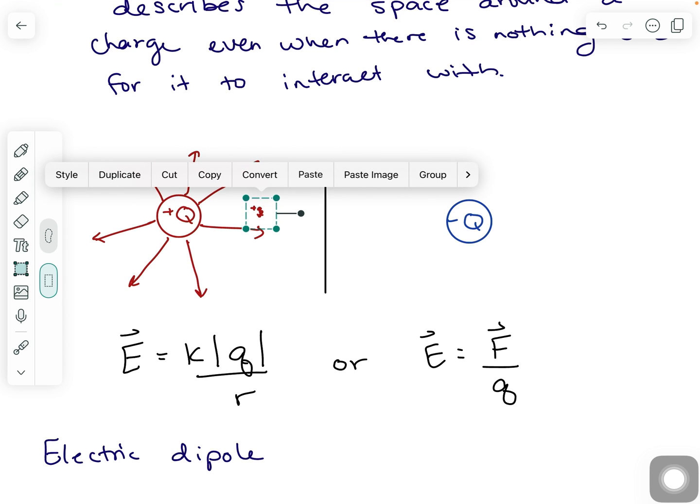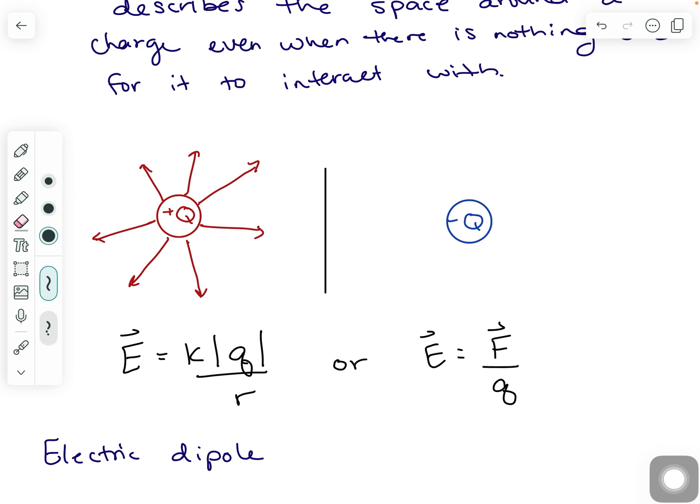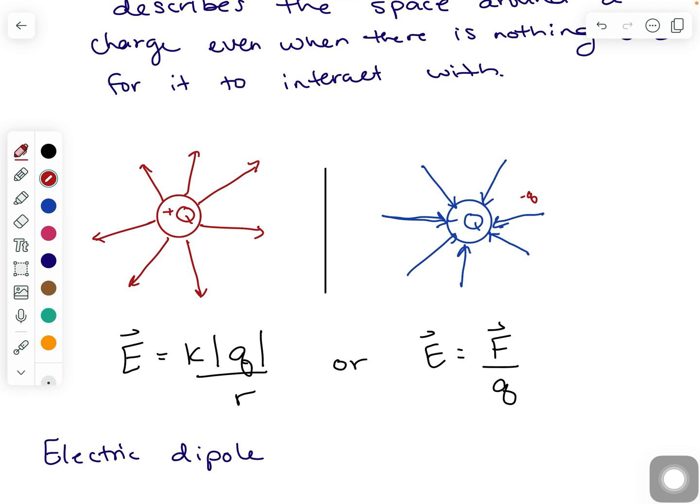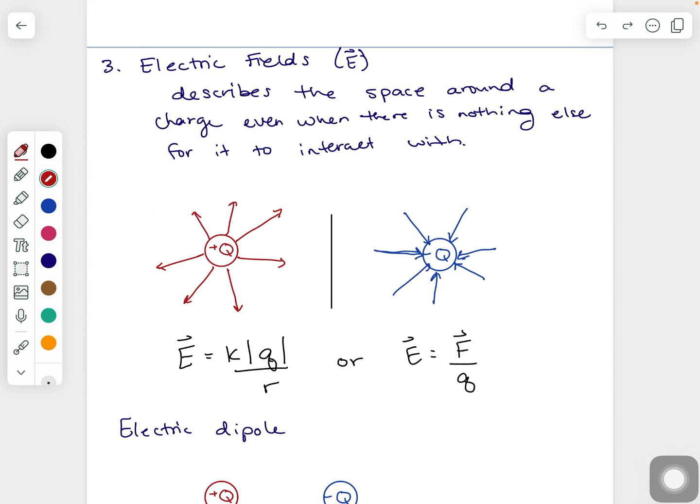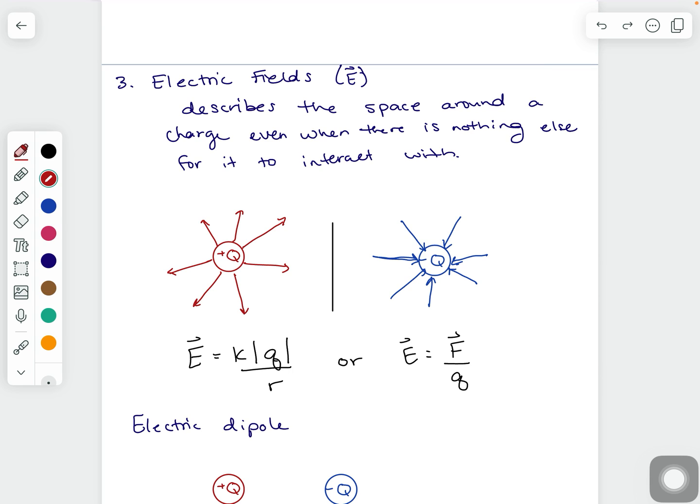Now, over here with the negative Q, I'm going to change that to blue, we would have the field lines pointing in towards it, because if we were to put a positive test charge over here, the negative charge would attract it, so it would move towards it, and that's why the electric field lines go towards it.